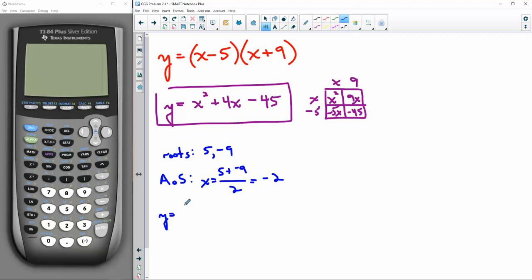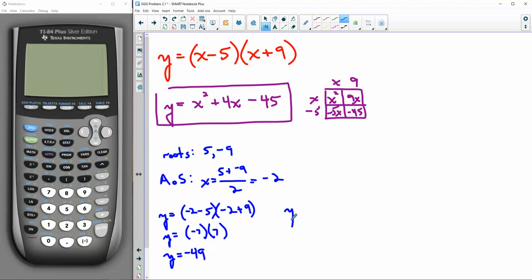I could do negative 2 minus 5 times negative 2 plus 9. That would give me, let's see, try and do as much of this without a calculator as I can. Y equals negative 7 times positive 7, which is negative 49. And now I've got my vertex is at negative 2, negative 49.